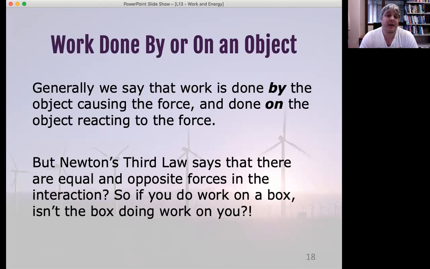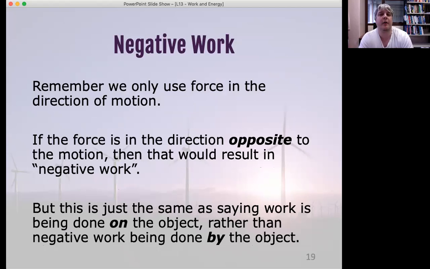Generally, we say that work is done by the object causing the force and done on the object reacting to the force. But Newton's third law says there are equal and opposite forces in the interaction. So if you do work on a box, is the box doing work on you? Remember that the force is only in the direction of the motion. If you are pushing the box, the force you apply to the box is in the same direction as the motion, so you are doing work on the box. However, the force the box applies to you is opposing that motion. It's in the opposite direction.